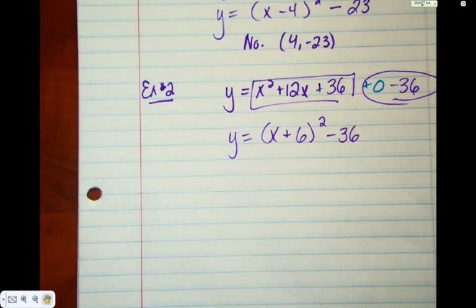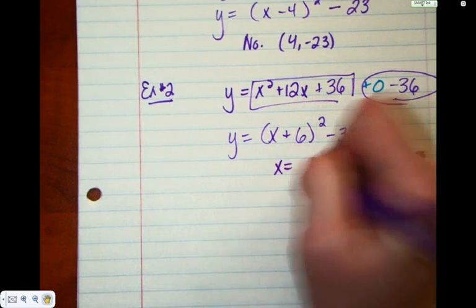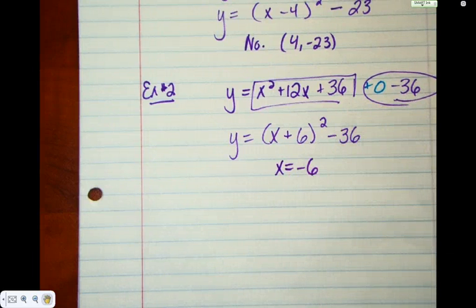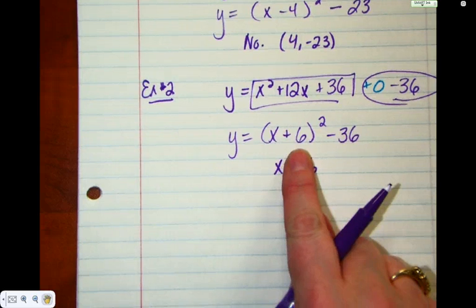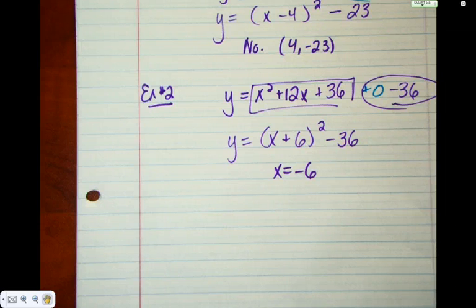Now, just make sure you're reading the questions carefully and you're answering what they asked for, because sometimes they'll ask for the vertex, sometimes the max min, sometimes the range. What does this one want? The axis of symmetry. So x equals negative 6. Why is it negative? Because this is a horizontal displacement to the left. And so because it went to the left, it's going to go to minus 6. How are we feeling so far?